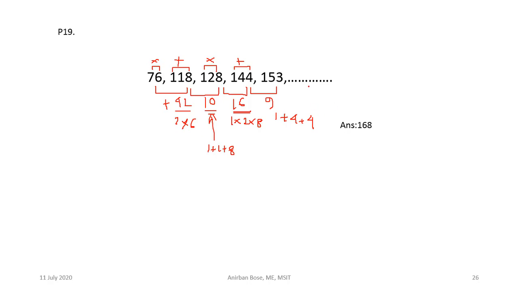So what is the next term? Multiplied, then it is added, then it is multiplied, then it is added, so then it will be multiplied. So 1 into 5 into 3, that is 15. So what you have to add? 15. 15 plus 53, that is 168. Okay. So this is the pattern.